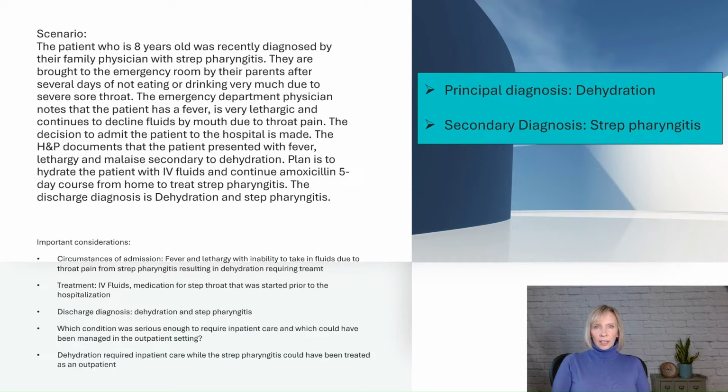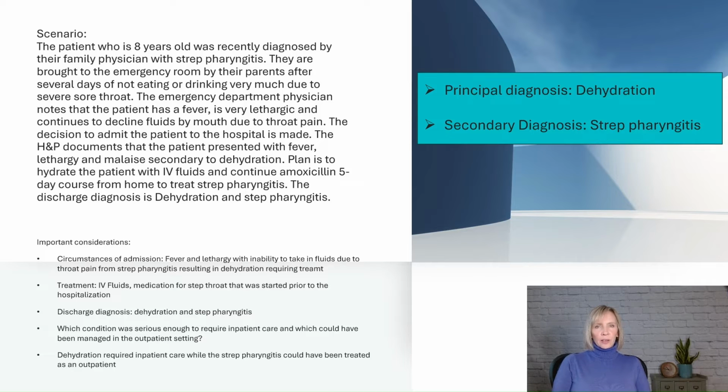The H&P documents that the patient presented with fever, lethargy, and malaise secondary to dehydration. Plan is to hydrate the patient with IV fluids and continue amoxicillin 5-day course from home to treat the strep pharyngitis. The discharge diagnosis is dehydration and strep pharyngitis. Let's determine the principal diagnosis for this case.